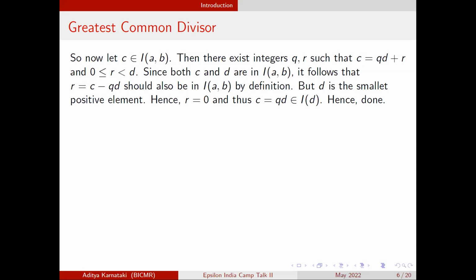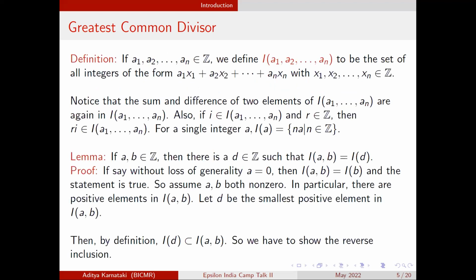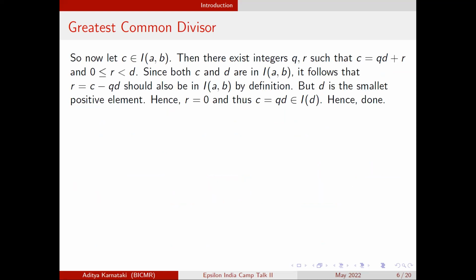But if R is 0, then C is a multiple of D. C is QD. And C was any element of I of AB to begin with, the first line of this slide. So any element of I of AB is a multiple of D, which means that it belongs to I of D. On the previous slide, I had shown you that I of D is inside I of AB. And now I'm showing you that anything in I of AB is contained in I of D. So this is the reverse inclusion, and so I'm done. I of AB is the same as I of D as a set.